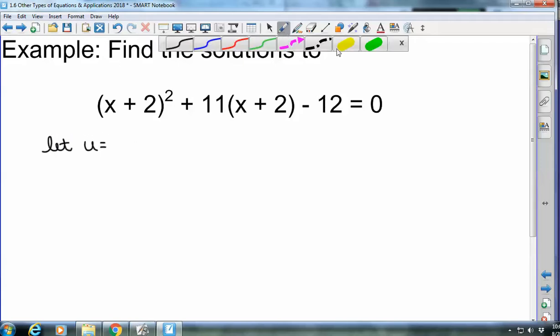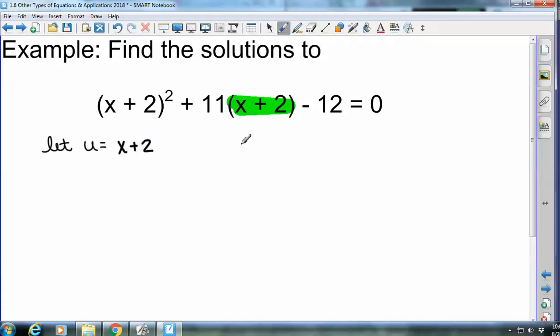So I'm going to say let u equal. U is going to take the place of your x term, which is always that like middle term. So I'm going to say let my u be x plus 2. So then, if I'm looking at this, x plus 2 is going to get replaced with a u, and this was squared. Plus 11, x plus 2 we are changing to a u. Minus 12 equals 0.